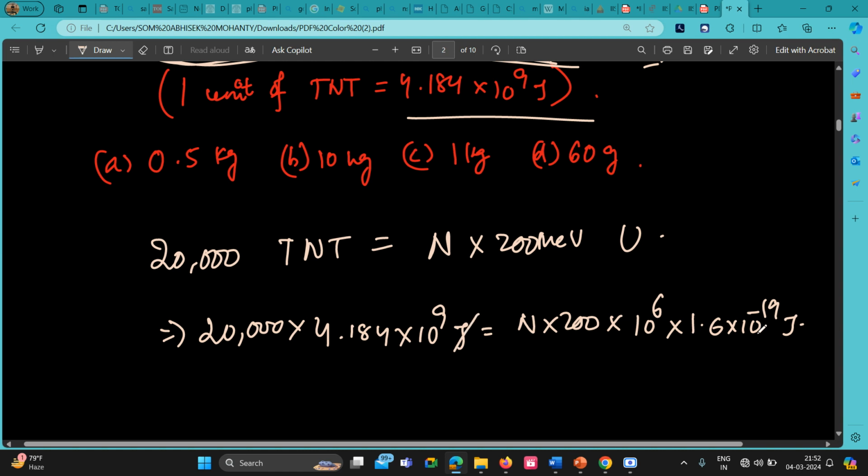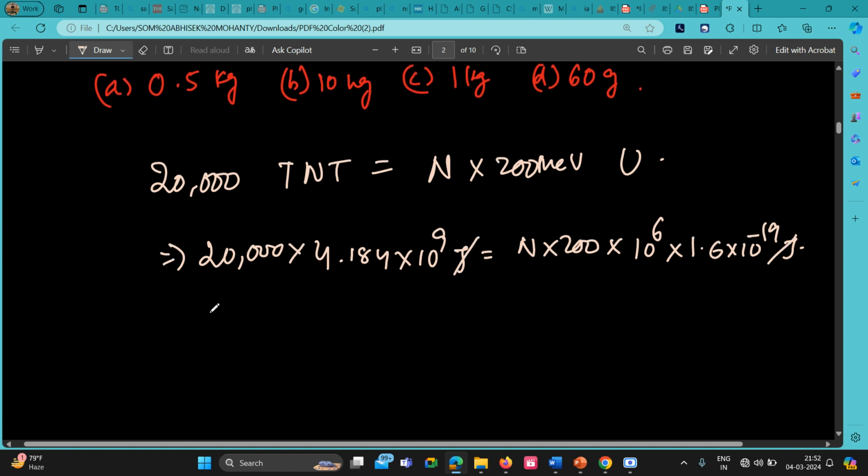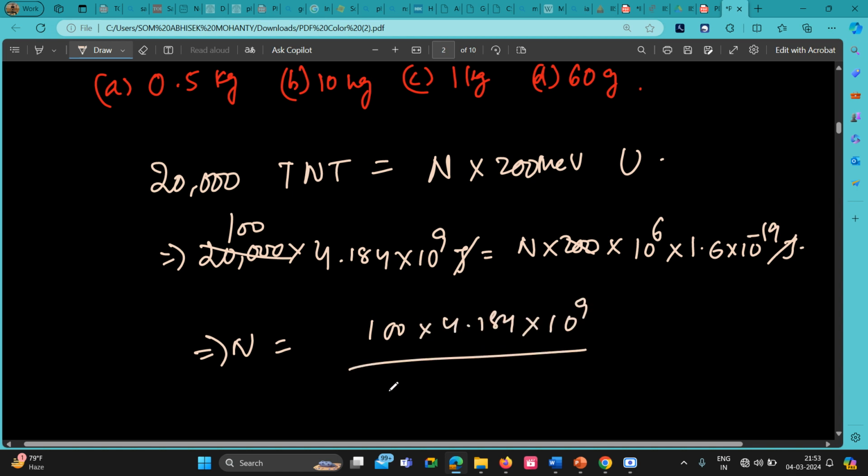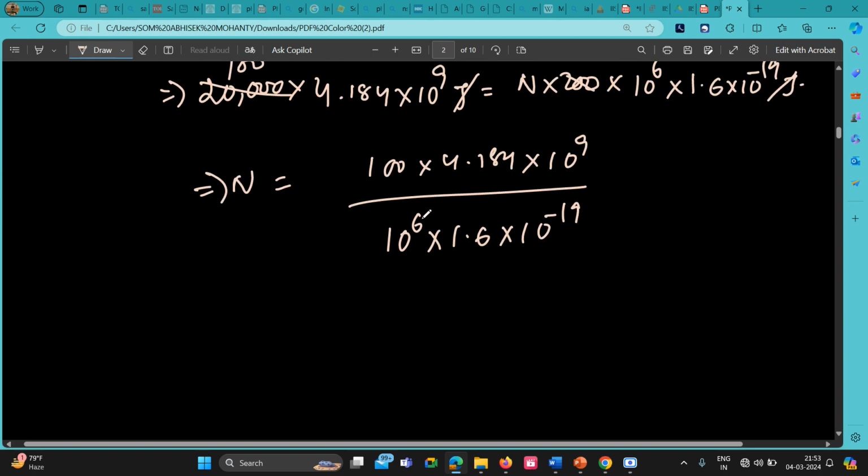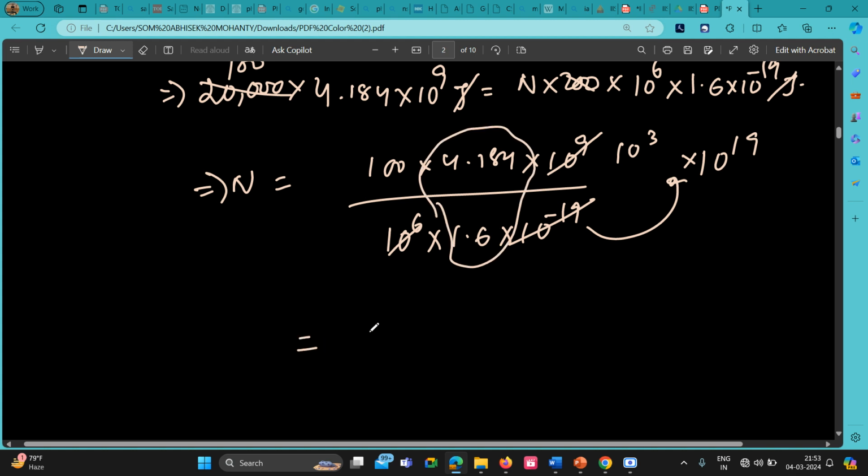Okay, so joule cancelled out. Now if you do the calculations, 200 and 20,000 will give me 100. So N is equal to 100 into 4.184 into 10 to the power 9 divided by 10 to the power 6 into 1.6 into 10 to the power minus 19. Just have to do the calculation. This is 10 to the power 3, and this goes up, becomes 10 to the power 19. If you calculate it, you will get 2.615 into 10 to the power 24.